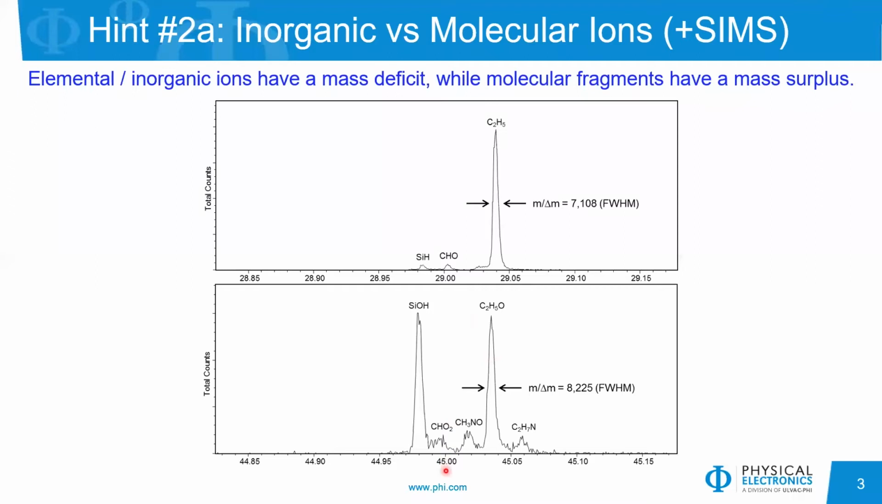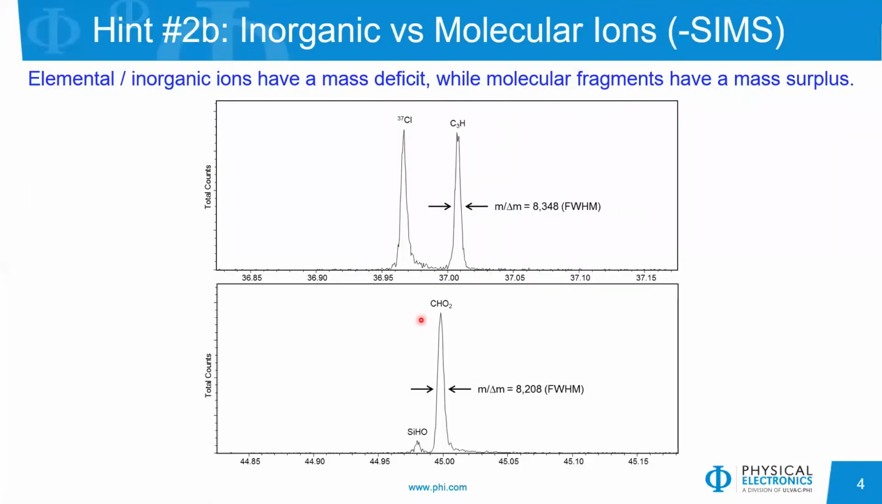Here's another one at a nominal mass of 45. Again, we see silicon hydroxide at the low side with a mass deficit, and we see the organic fragment ion with a mass surplus. Keep an eye on the intensity of this silicon hydroxide peak. The data we're looking at in slide 3 is from the positive ion polarity. Now, if we look at the negative ion polarity, coming back to the silicon hydroxide peak, notice that the intensity here is very low.